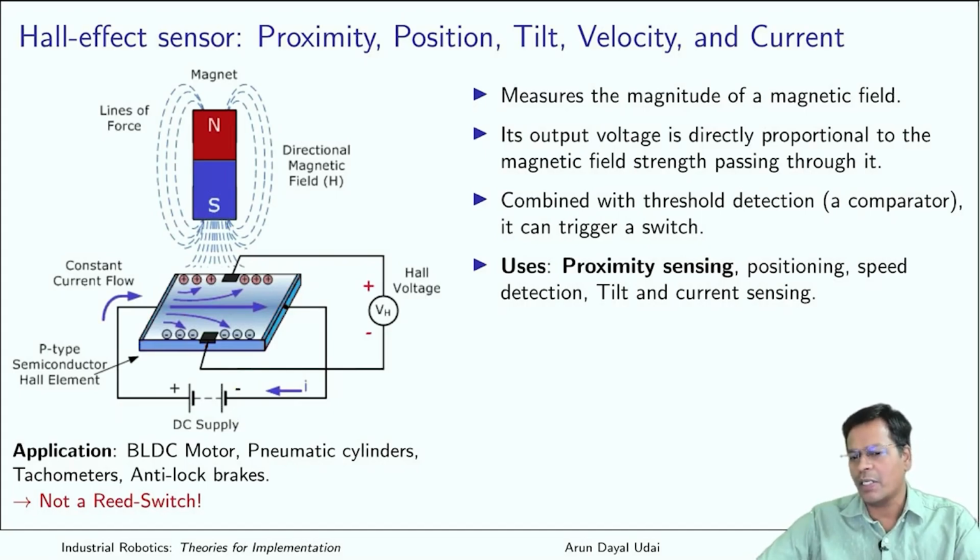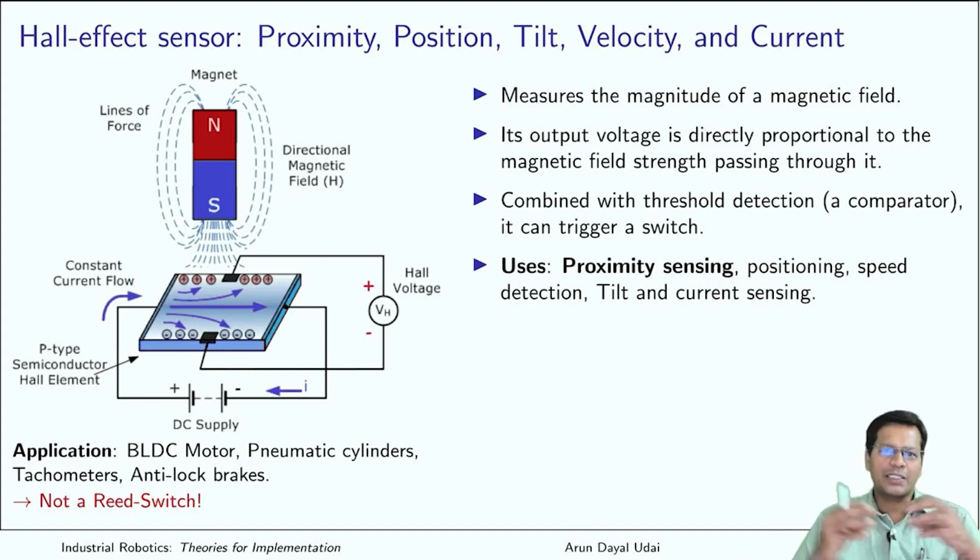Sometimes in the case of a pneumatic cylinder also, two ends are fitted with Hall effect sensors, so that if it is fully extended, you get a signal. If it is fully retracted, you get another signal. Depending on those two signals, you come to know the status of your pneumatic cylinder. So this is how it is used, like a proximity switch.